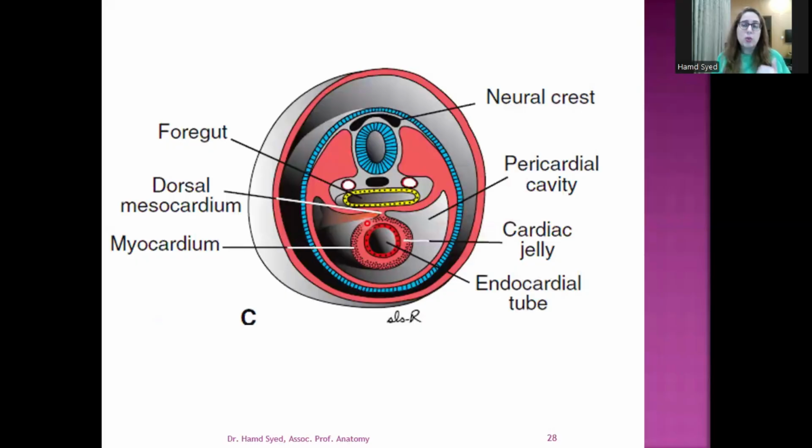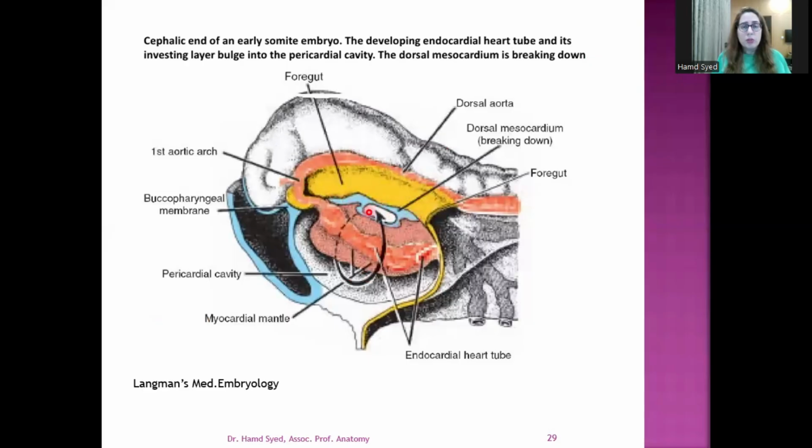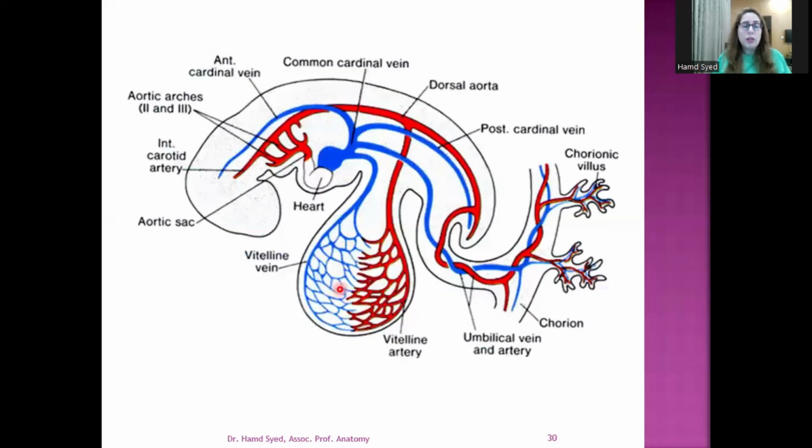So this here is a cross section of the embryo, which is showing us the dorsal mesocardium, which is suspending the heart tube in the pericardial cavity. And this heart tube is surrounded by the myocardium and the cardiac jelly. So this dorsal mesocardium will eventually break down, and this is a sagittal view showing us the bulging heart tube suspended within the pericardial cavity. Now let's look at the blood vessels, the initial framework of the blood flow in the early stages of embryonic development. This region is the heart tube.